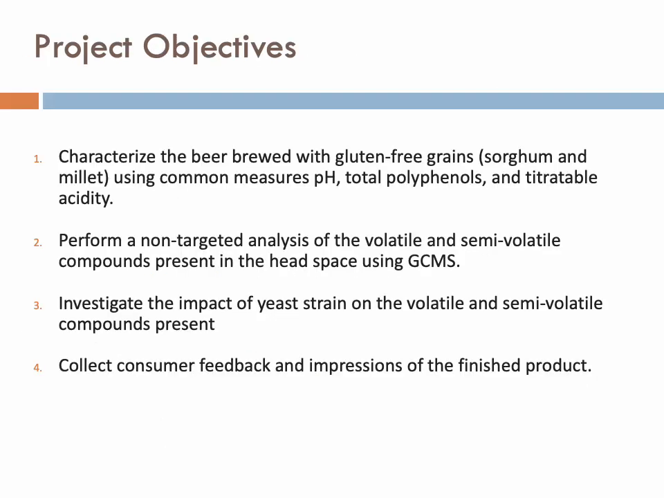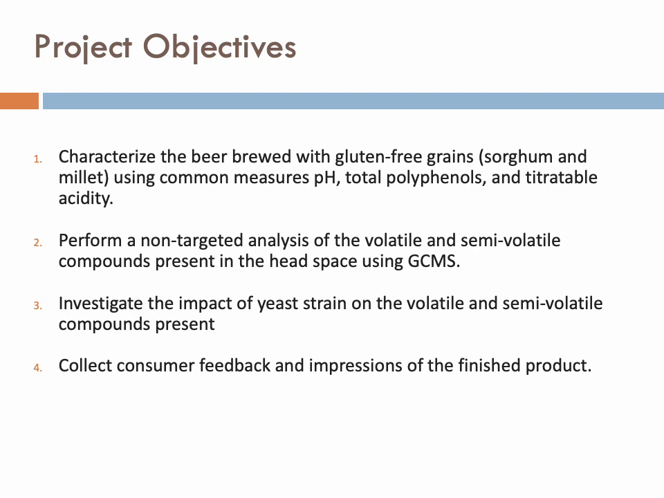Right? So the project objectives as a whole, if we can summarize the last 10 years of my life into 4 bullet points, is to characterize beer brewed with these gluten-free grains. Primarily, we're going to focus today on sorghum and millet. We have done some work on buckwheat. We've done introductory work on quinoa, using common measures of fermentation: pH, total phenols, titratable acidity, something called FAN, free amino nitrogen, and characterize it. Are we still producing good beers?